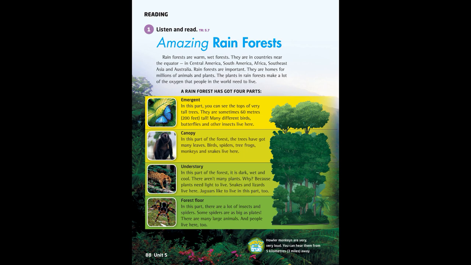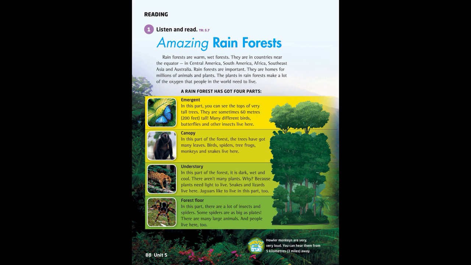Amazing rainforests. Rainforests are warm, wet forests. They are in countries near the equator. In Central America, South America, Africa, Southeast Asia, and Australia. Rainforests are important. They are homes for millions of animals and plants. The plants in rainforests make a lot of the oxygen that people in the world need to live.